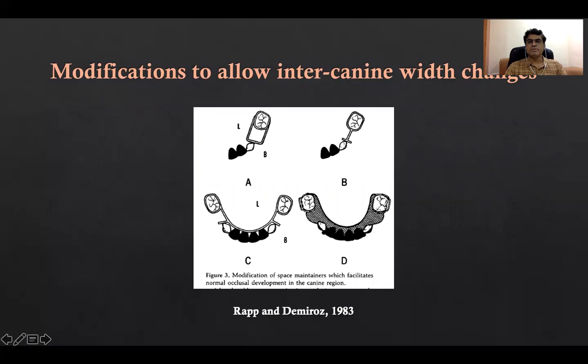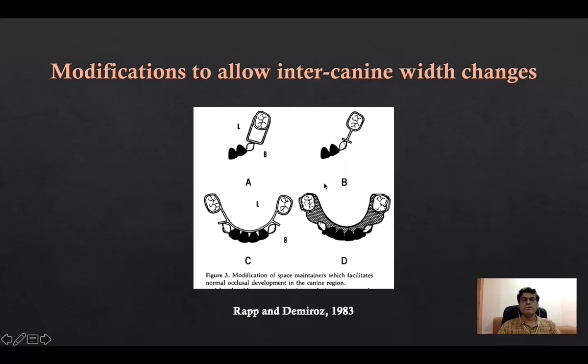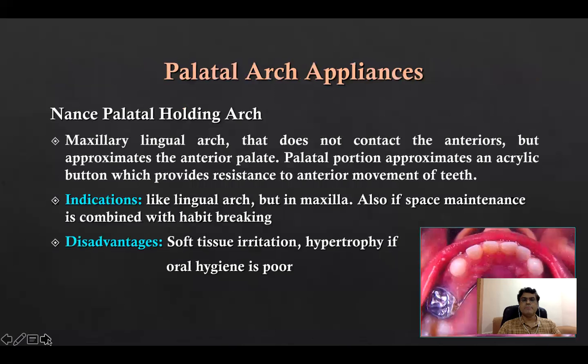Modifications to allow intercanine width changes for band and loop appliances or lingual arches: you can see there can be easy allowance of the lateral shift of these canines during major intercanine width changes with this type of modification in the band and loop, band and bar, lingual arch appliance, or a removable appliance. This is given by Rapp and Demirjian, 1983.